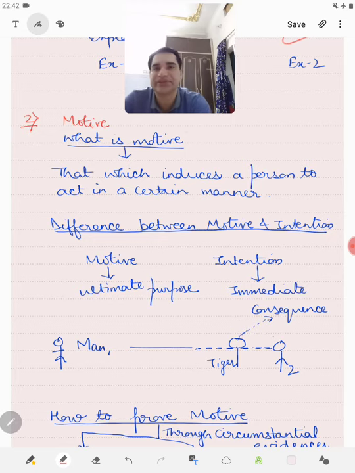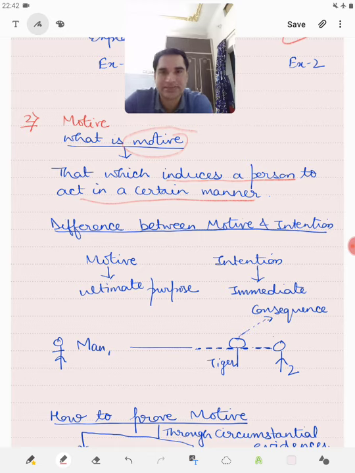So what is motive? Friends, motive is that thing which induces a person to act in a certain manner. The moving force, the very force which impels a person to work in a certain manner, that force is called motive. So motive is that which induces a person to act in a certain manner.